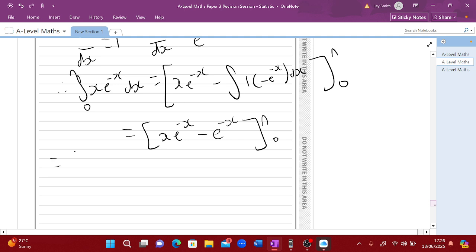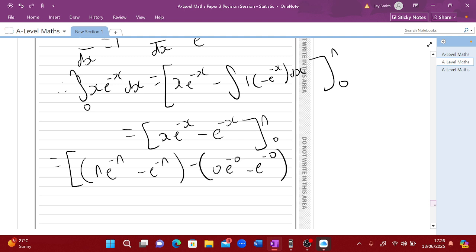So that's going to be n e to the minus n minus e to the minus n, minus 0 e to the minus 0, minus e to the minus 0. So that's going to be n e to the minus n minus e to the minus n. Then we've got a minus, and we've got a 0 here, so that goes to 0. And then e to the minus 0, anything to the 0 is just 1. So we're left with minus 1, but minus of a minus is a plus, so plus 1.